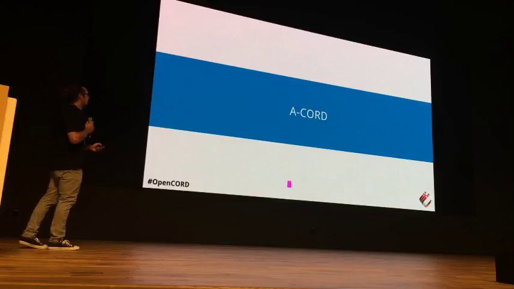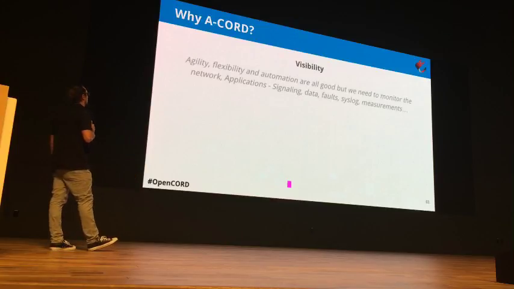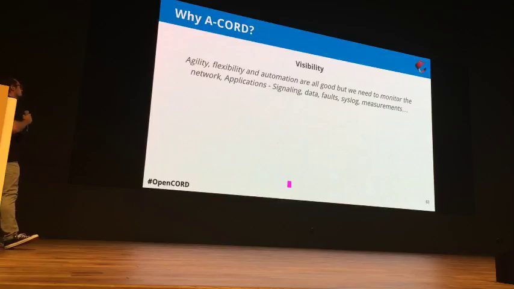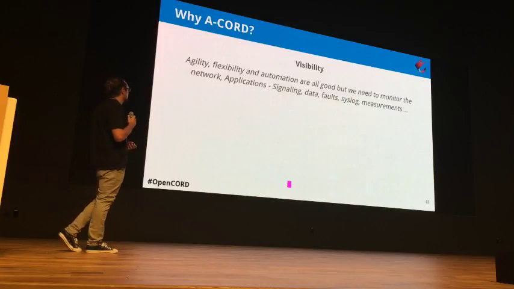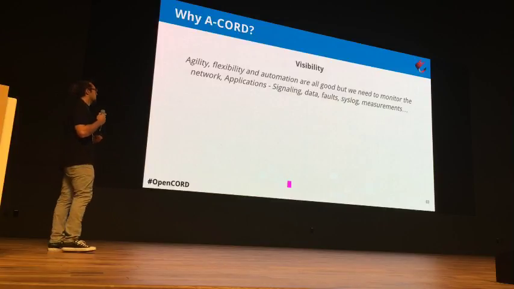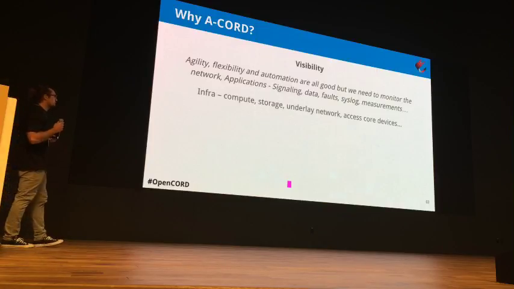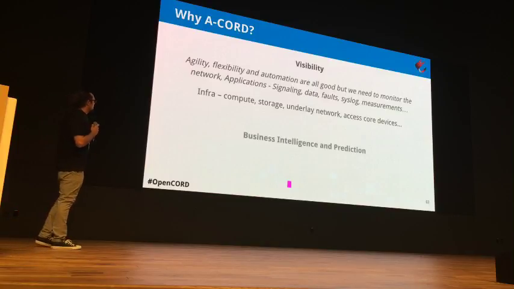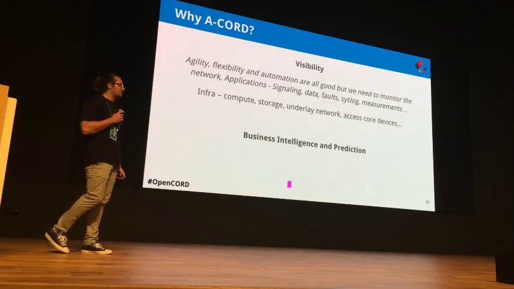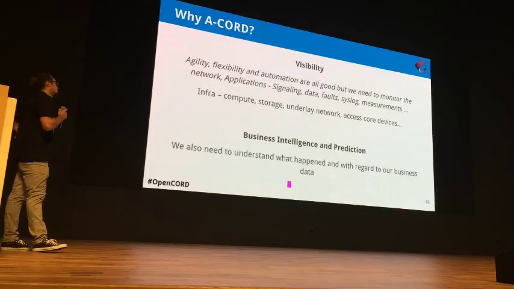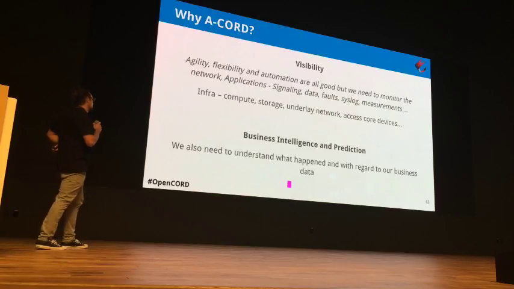What is it for? Once we have our pod deployed, we need to control it. Agility is good, but we need a monitoring system. We need to check everything. We added a lot of new concepts, so we need to monitor the infrastructure, the compute nodes, storage, the network, the devices. And on top of that, we need to put some intelligence to protect ourselves, and we need to understand what's happening in our data and how to optimize that.